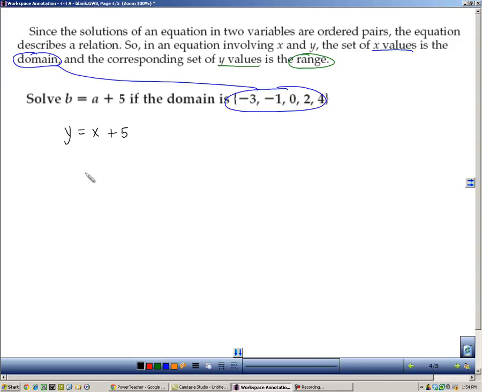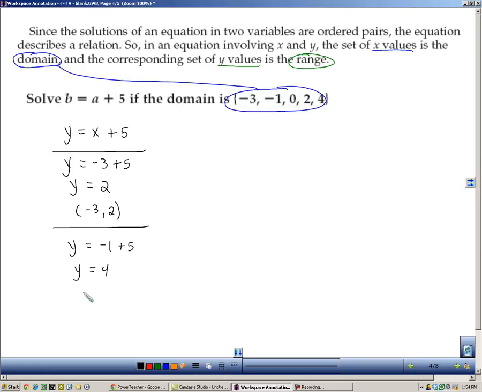We'll start by plugging in these x values. So we'll start with y equals -3 plus 5, and -3 plus 5 is 2. So when we plugged an x value in of -3, we got a y value of 2. That creates an ordered pair of (-3, 2). That's solving an equation when you're given one of the values. Let's do this again for the next one, -1. So y equals -1 plus 5, which means y equals 4. When I plugged in an x of -1, I got a y of 4.